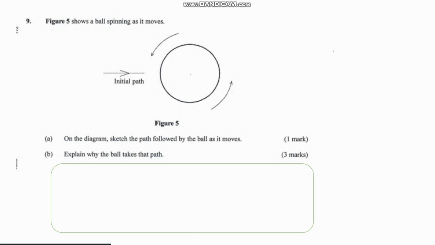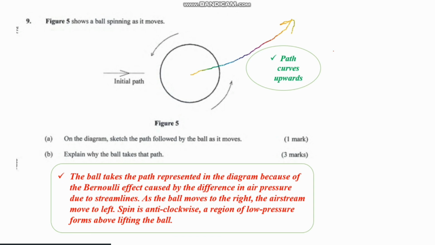So this is how the ball moves. You can see the ball is curving upwards. So the path of the ball curves upwards. I'm going to give you an explanation. The ball takes the path represented in the diagram because of the Bernoulli effect caused by the difference in air pressure due to streamlines. So there is a change in pressure. On the top here we have the lowest pressure because on the top we have the highest velocity compared to the bottom part. So there are differences in pressure. Therefore, the path curves upwards.